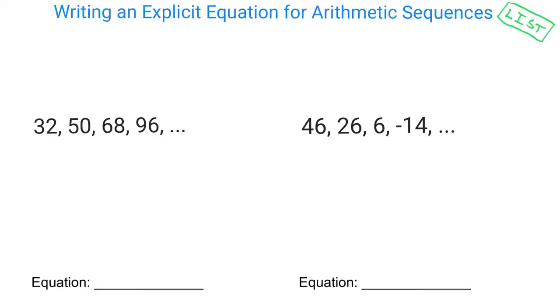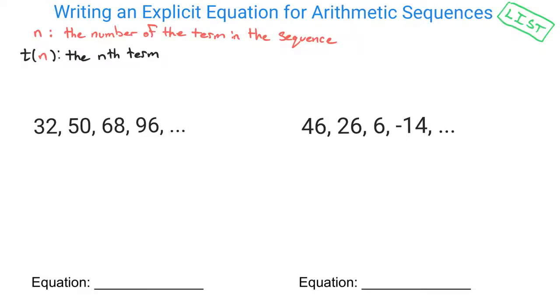So remember, when we're writing our rules, especially our explicit rules, that n is the number of the term in the sequence and t of n is the nth term. So the way I would show that here is that 32 is the first term, 50 is the second term, 68 is the third term, and 96 is the fourth term. So this kind of just helps us to remember which term is which. So when I ask what the first term is, it is the first term in the list of numbers. So if we wanted to use that notation from above, you have t of 4 is equal to 96.